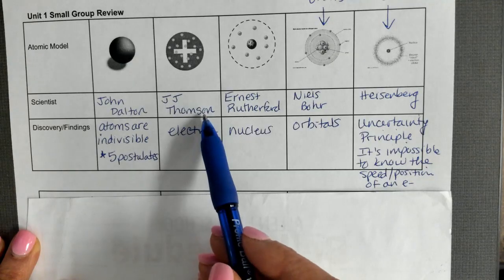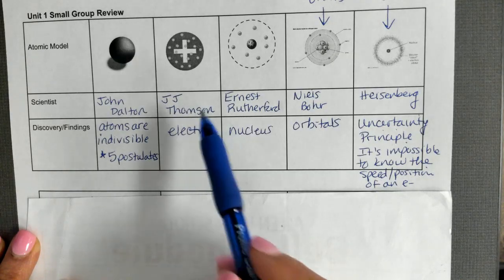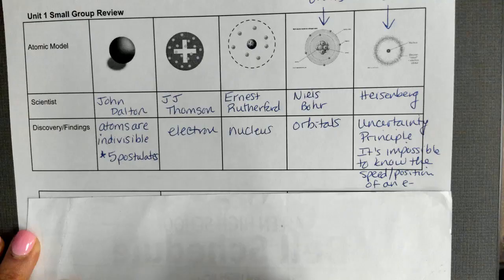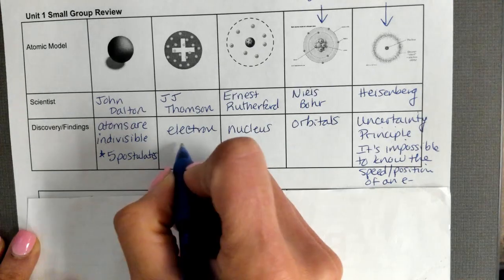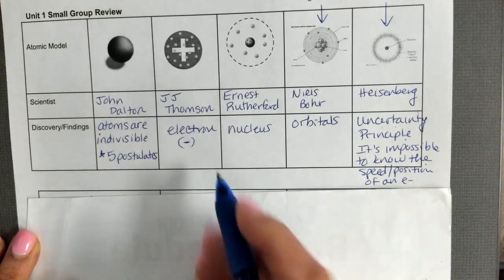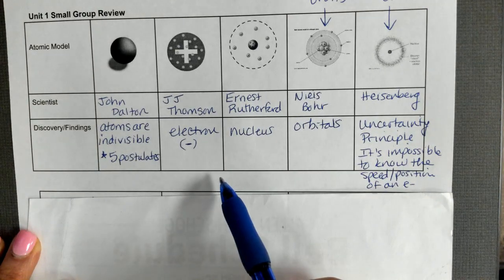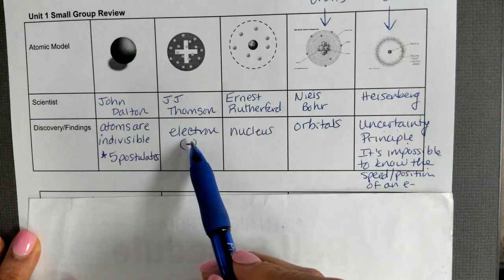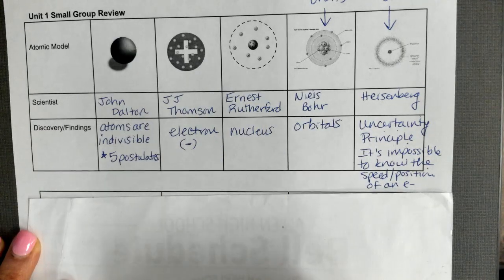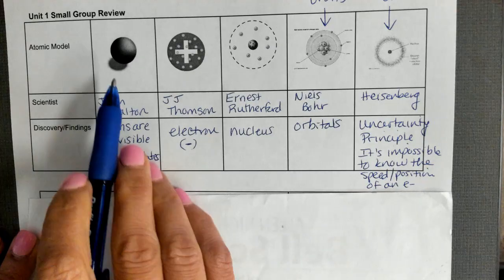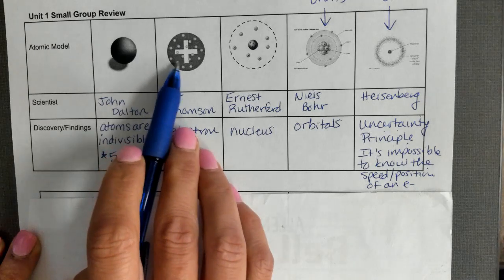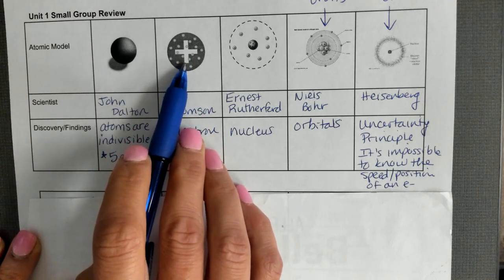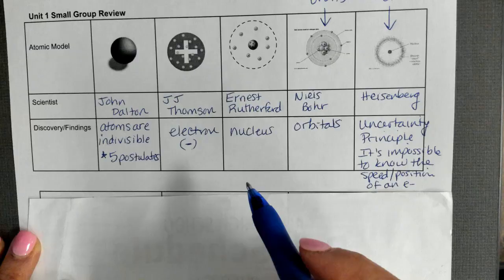Now, J.J. Thomson, he was the next scientist, and he did use the cathode ray tube experiment. And when he did that, he discovered that there were these negative particles in the atom. He found that the negative particles were attracted to the positive end of a metal rod that he used for his experiment. So we were able to build on this prior example of what the model looked like. We are now adding a negative particle. Now notice there's no nucleus. That didn't come about yet.